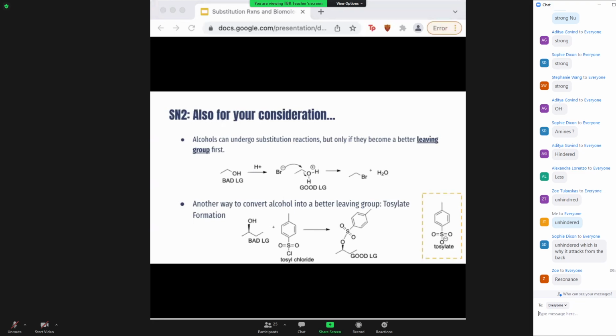So alcohols mostly actually undergo SN1, but they can undergo SN2 if it's a primary alcohol. Obviously, a primary alcohol is not going to undergo SN1 because you can't have a stable primary carbocation. But yeah, that's a great question, and we'll be going through that next.